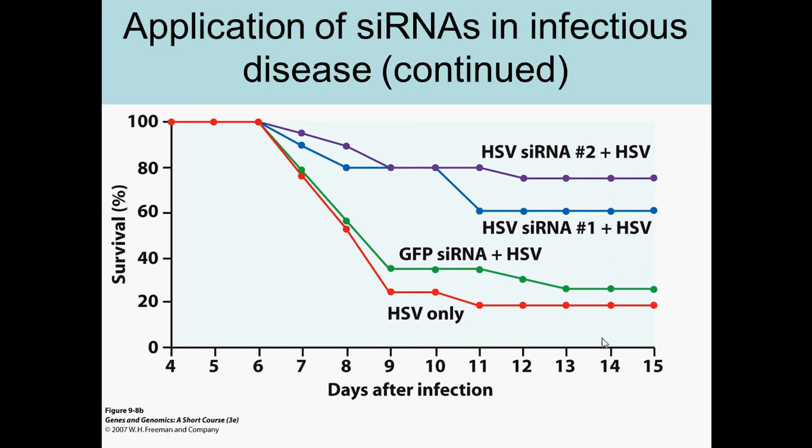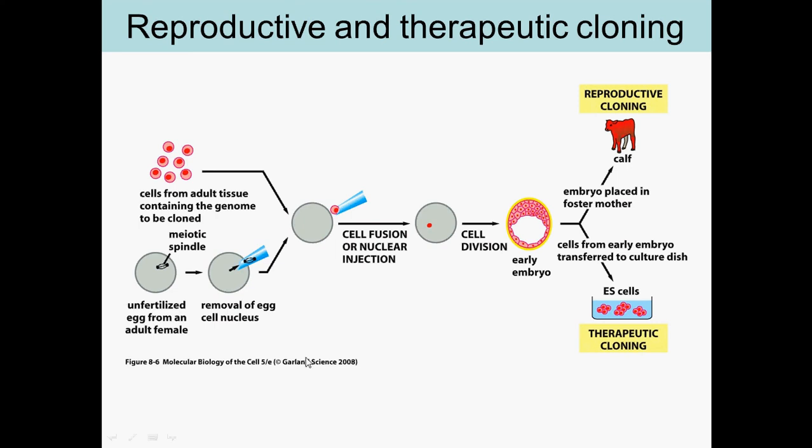And then over here, we see the HSV siRNA. So this is going to be silencing the herpes simplex virus. The siRNA is going to be silencing the HSV, and they have two different siRNAs, 1 and 2. So we can see number 2 is working better, because over here 40% died and over here only 20% died. That's about it.